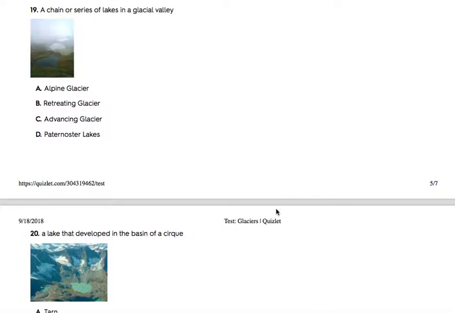19, a chain or series of lakes in a glacial valley. A, alpine glacier, B, retreating glacier, C, advancing glacier, D, paternoster lakes?